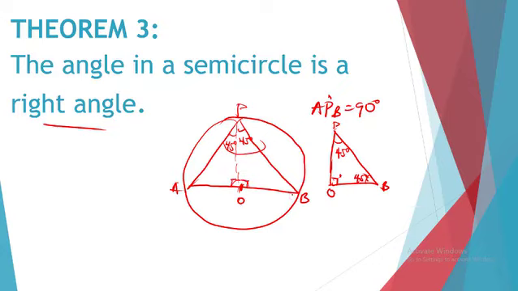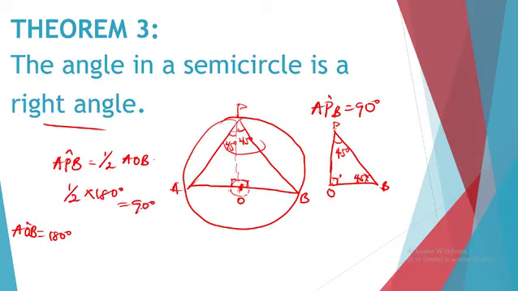Okay, then from that we have that angle APB, that is angle at P, is equal to half of AOB, half of this. The angle here is twice the angle here. I told us that the angle down here is twice the angle at the top. So if angle AOB is 180, then angle APB is half of this, which will give us half of what? 180, and that is just 90 degrees.